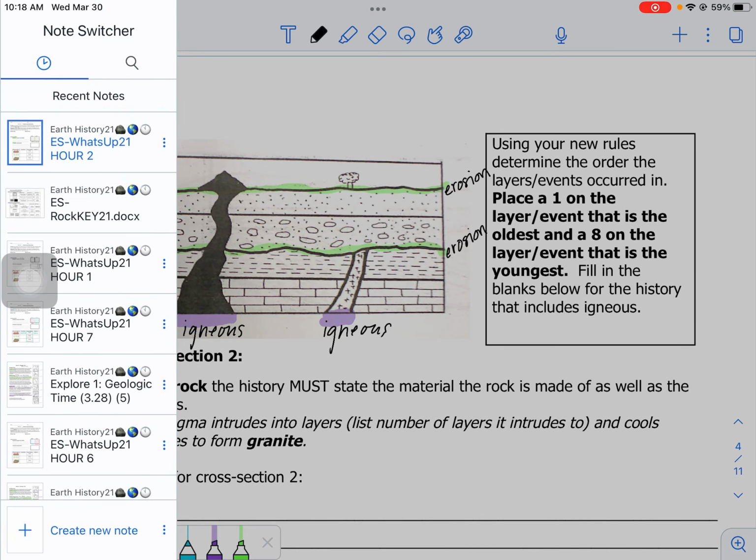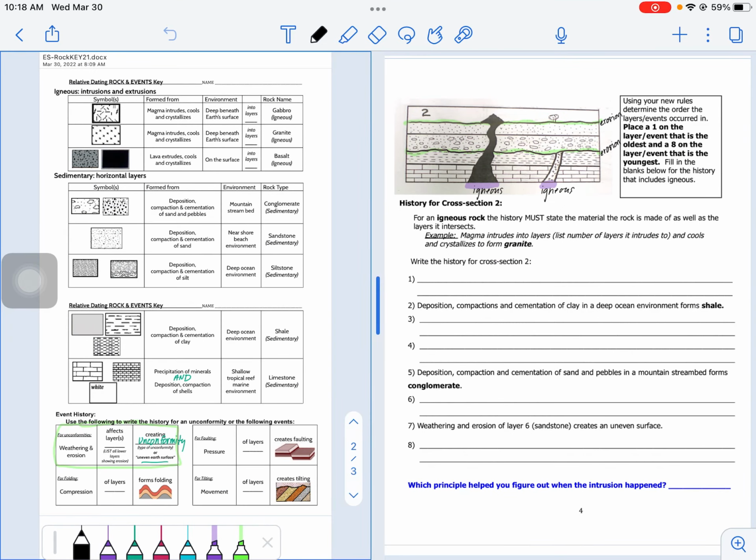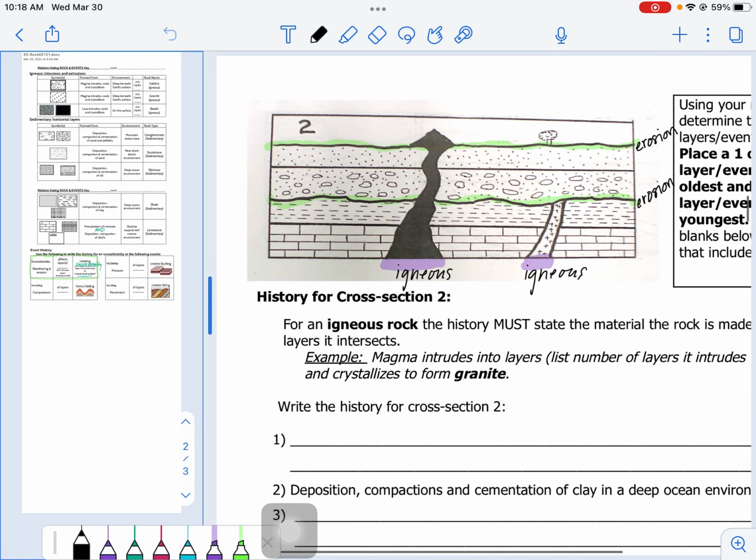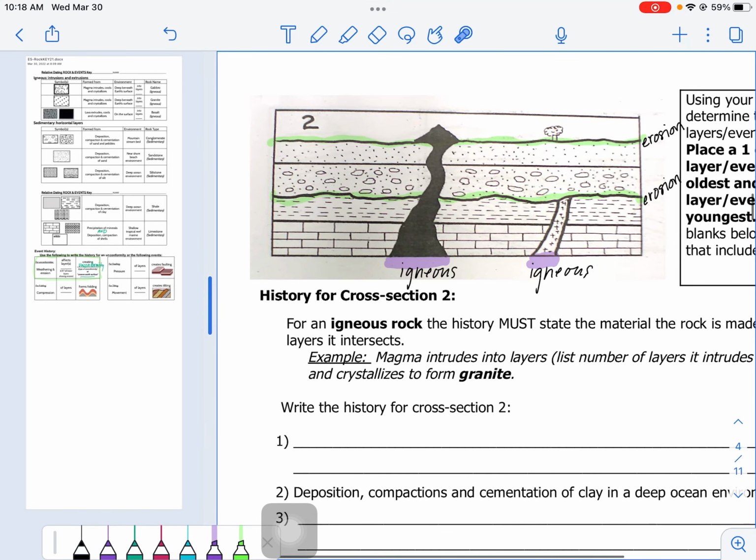Reminder, when you're looking at that rock key, you're using it to match up what you're seeing in the picture, whether it's a rock type over here or one of our events: erosion, folding, faulting, and tilting. So that's why we like to mark those events first, because those also get a number in our history. So thinking about where to start, we know our older rocks are typically found at the bottom. So I'm looking for older rocks down here. This is going to be my number 1.